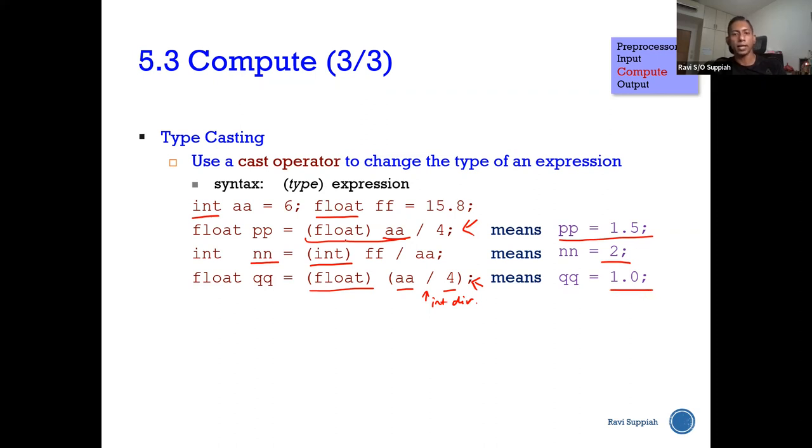Whereas in this case, the float is applied to AA first before the division. So the division is considered to be a float division. That is why the answer is able to retain the decimal point. So that's why I said that this casting is a very useful feature, but if you do not use it correctly or you misinterpret it, then your answers may be a bit wrong.